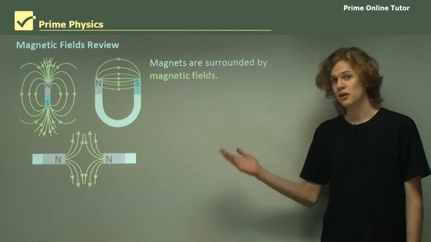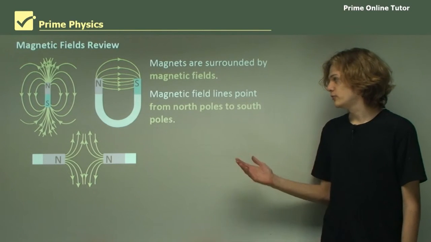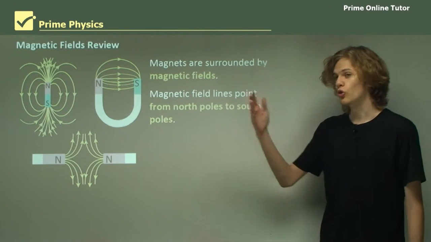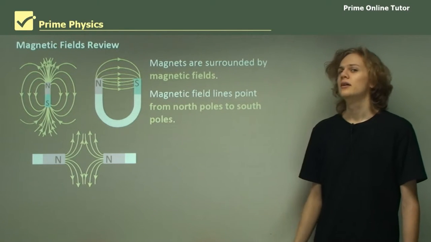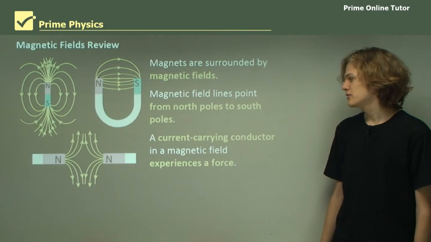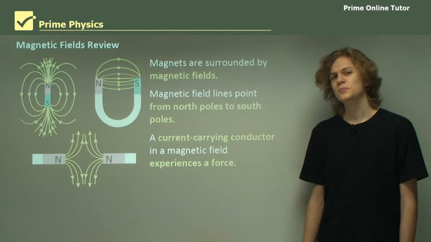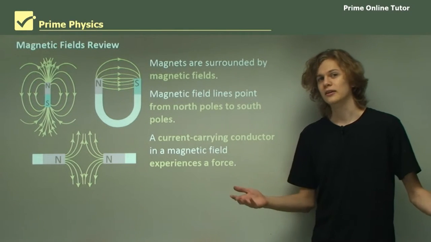Magnets are surrounded by magnetic fields. Magnetic field lines, which represent the fields, point from the north pole of the magnet to the south pole of the magnet, as we can see here. And finally, a current-carrying conductor in a magnetic field experiences a force, which we learned about in the motor effect.